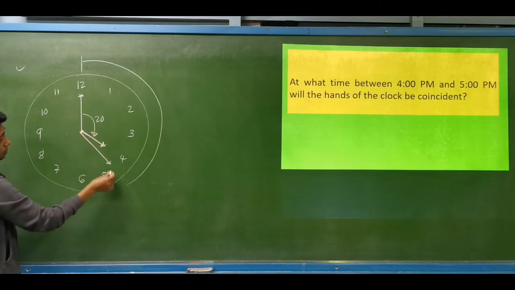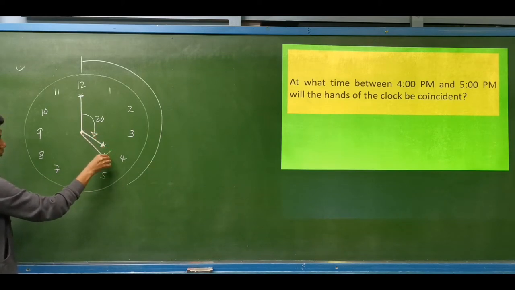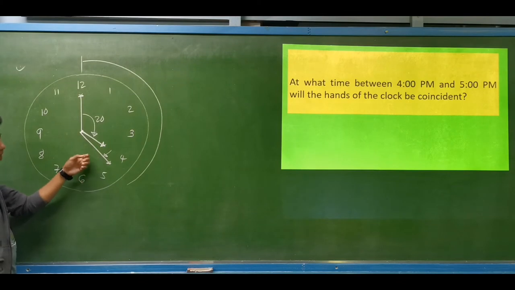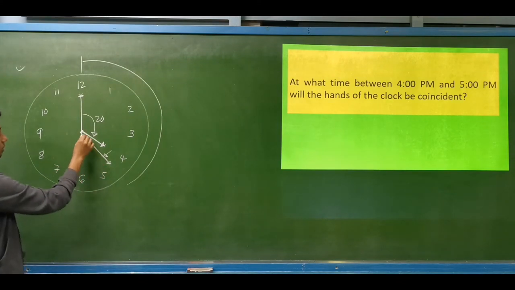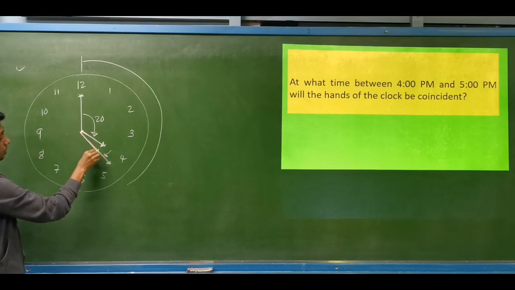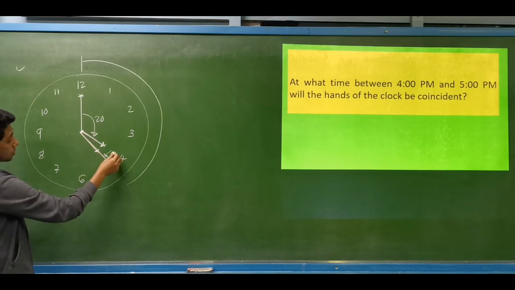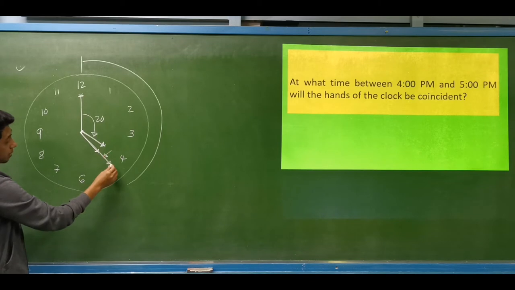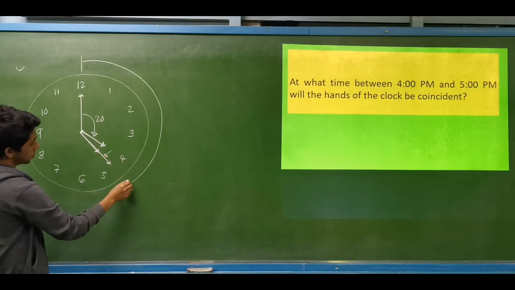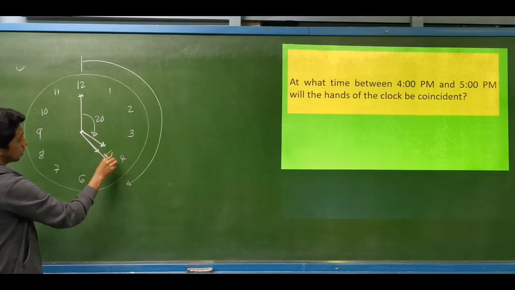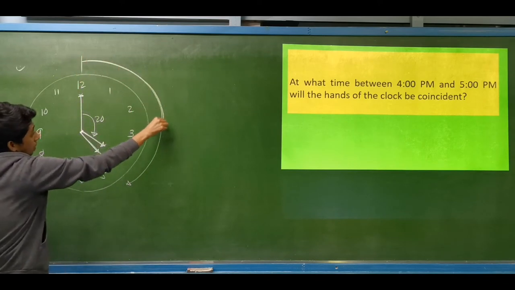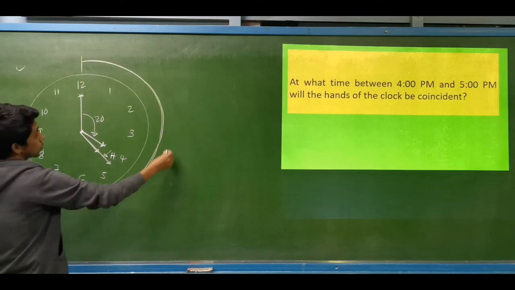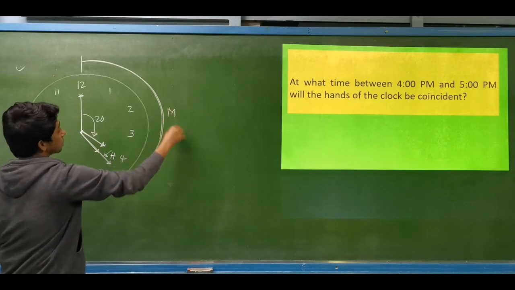At the same time, the hour hand will move up to a point where it is coincident with the minute hand. So let's say they are now pointing in the same direction. This small distance covered by the hour hand, we express as h. And the number of divisions covered by the minute hand, we express as m.